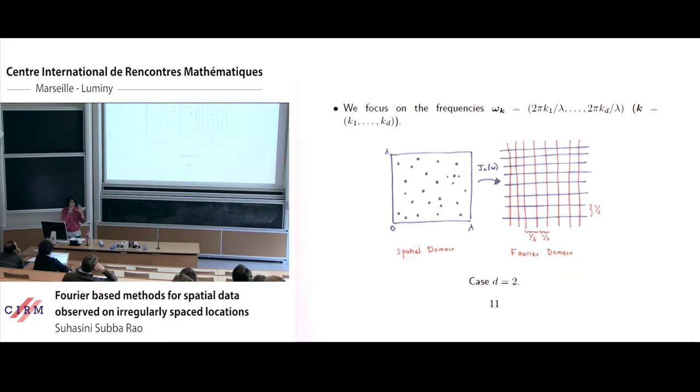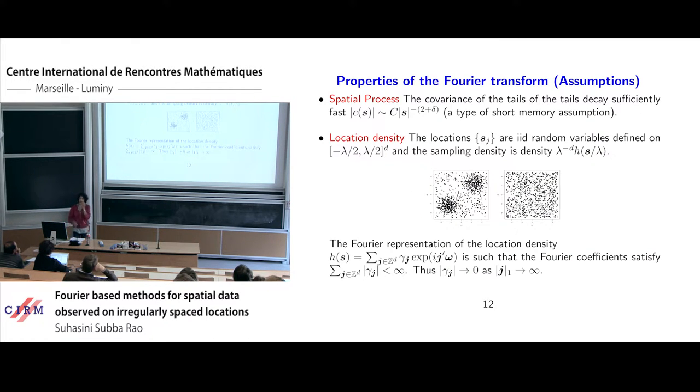And then the question is, why does this grid, is it special? What does it have for helping us here? So to look at the properties of the Fourier transform, I need to place some assumptions on my spatial process and also my locations.